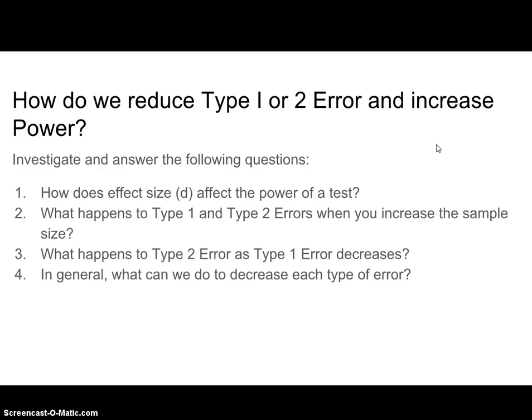In general, what can we do to decrease each type of error? We just found out you increase the sample size. That'll allow you to decrease both types of error. All right, remember, guys, that the power of a test is the probability that you do not get a type 2 error. So if you increase the sample size, you're going to increase your power because you're decreasing your type 2 error.